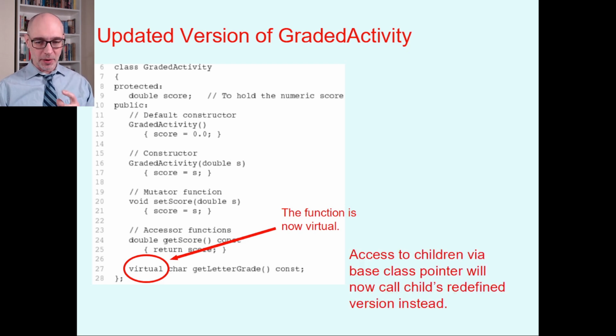And so now having done that, throughout the class hierarchy, if you access child objects from a pointer or a reference, now it's going to do this extra work, and it's going to call the appropriate child class redefined version of getLetterGrade, and not necessarily the parent class version all the time.